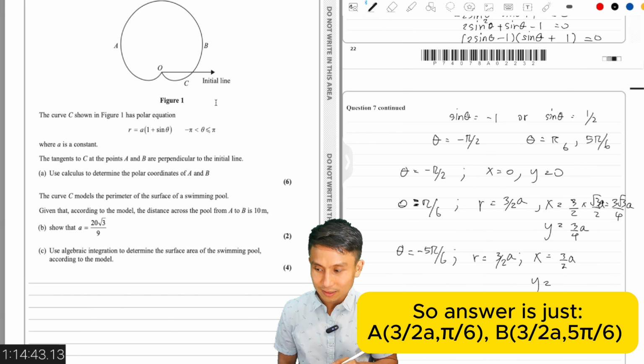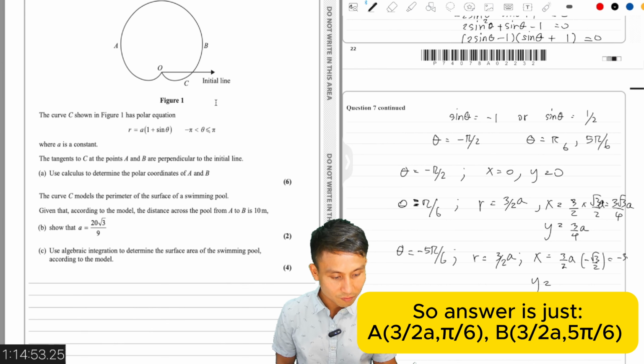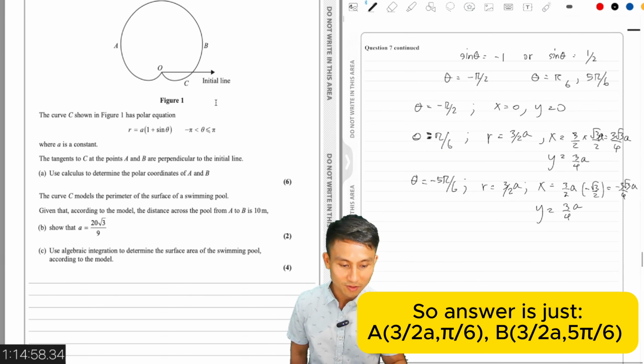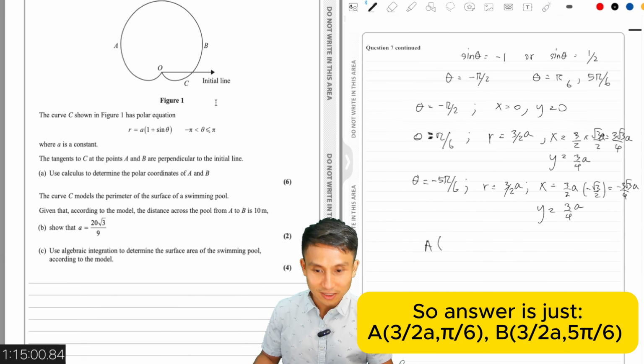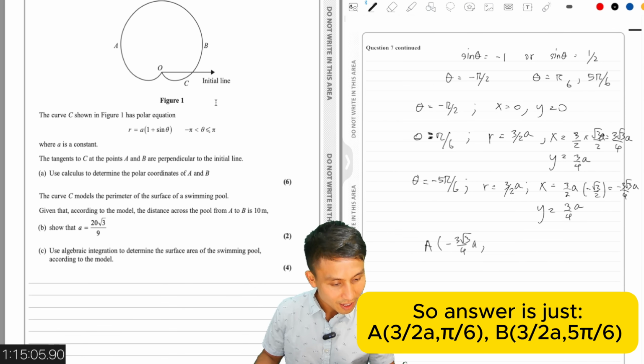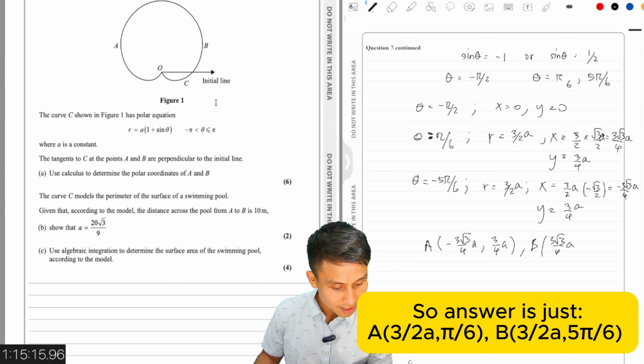Okay, so root 3 over 2 times cos theta. Cos of that is going to give me a negative number now. So cos of 5 pi over 6 is negative root 3 over 2. So it's negative 3 root 3 over 4a. And y should be the same. I bet it should be now. Okay, so A is just negative 3 root 3 over 4a, and y is 3 over 4a. And B is on the right. So 3 root 3 over 4a, comma 3 over 4a.